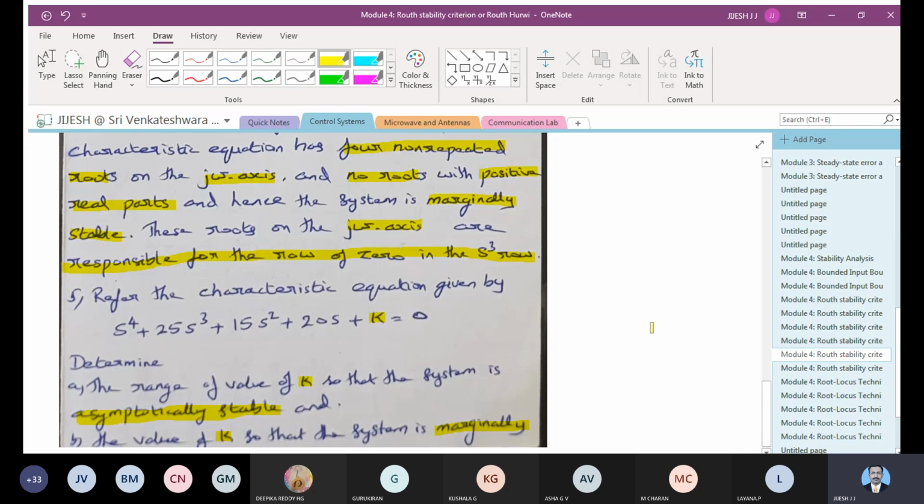Have all of you completed writing the question? Complete the question, then we will see the same method of doing the Routh stability criteria. You can proceed to solve it. Okay, all of you write down the question: s raised to 4 plus 25 s cube plus 15 s square plus 20 s plus k is equal to 0.